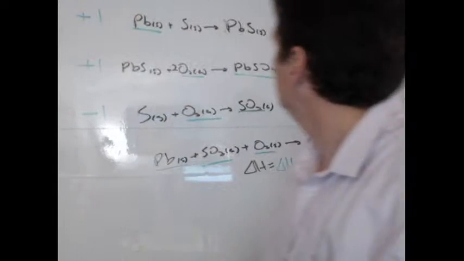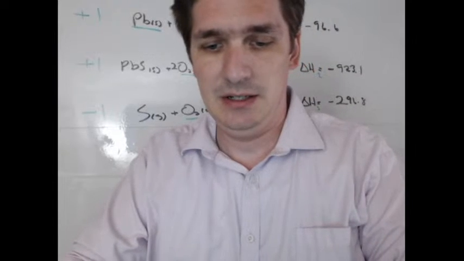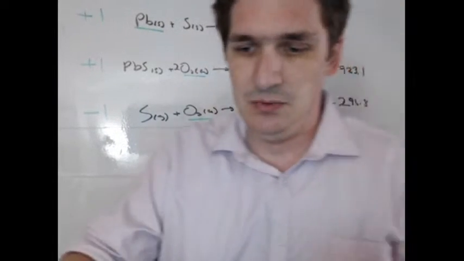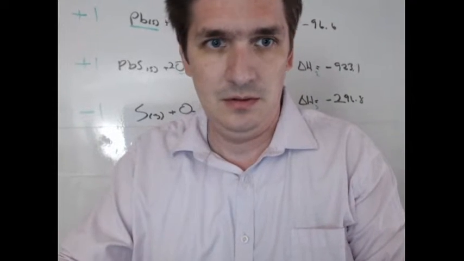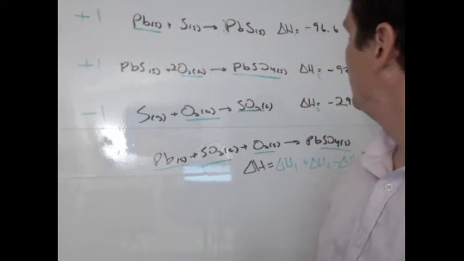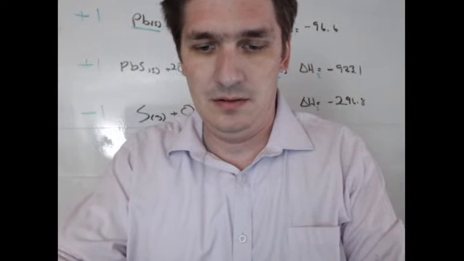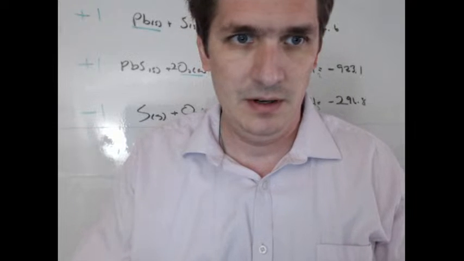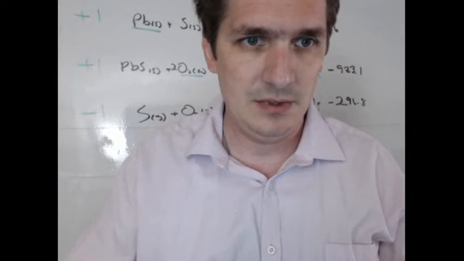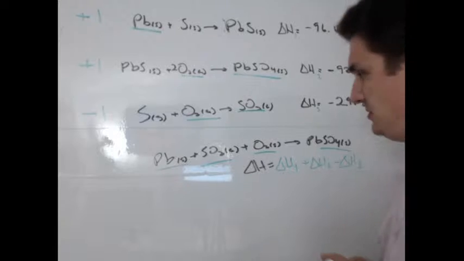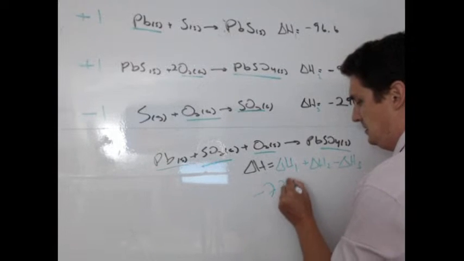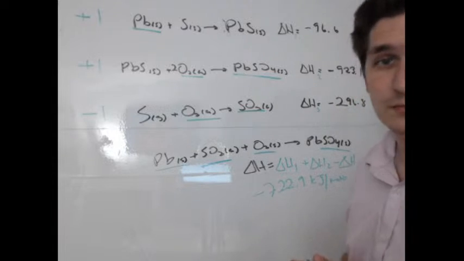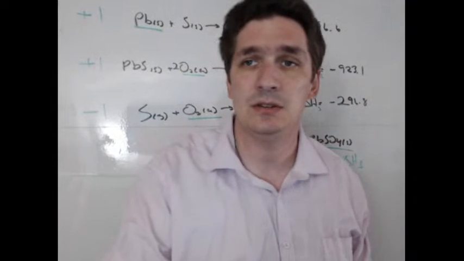So delta H1 is minus 96.6, delta H2 minus 923, delta H3 minus 296.8. So if I add the first two, subtract the last one, I get minus 722 kilojoules per mole. So that is the correct answer.